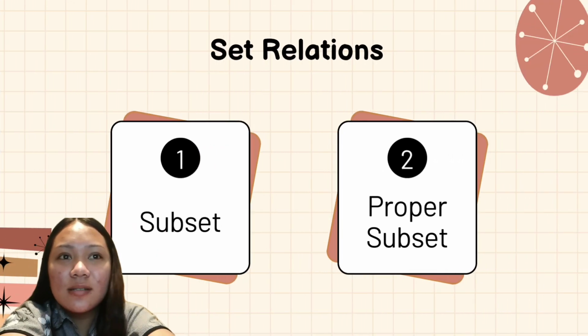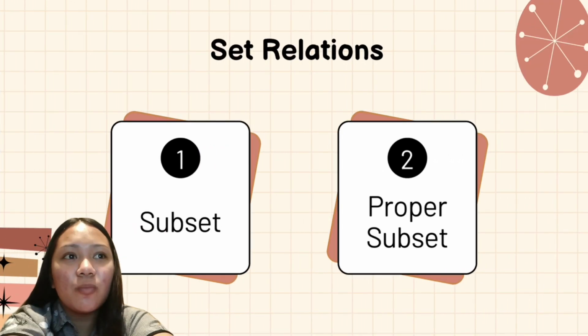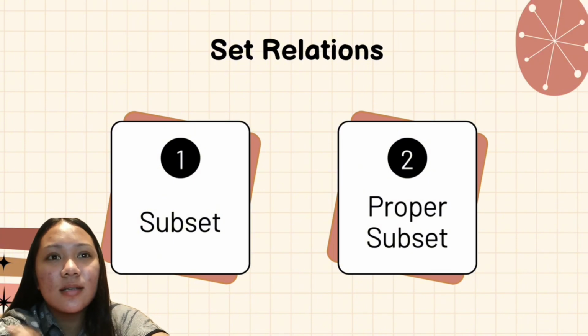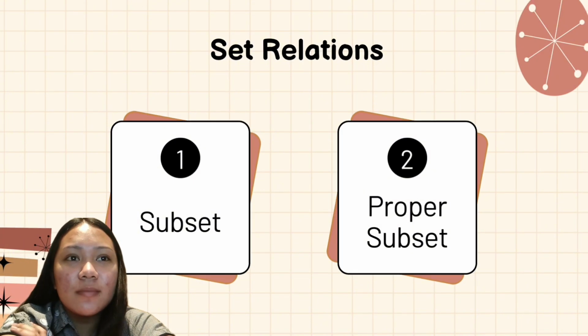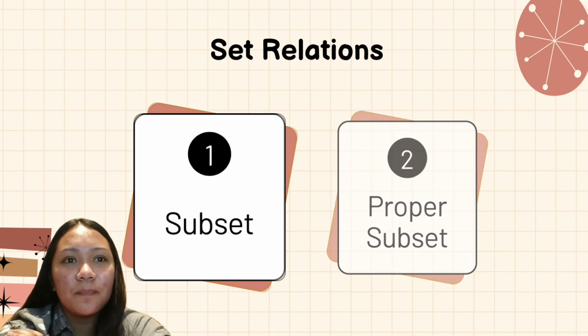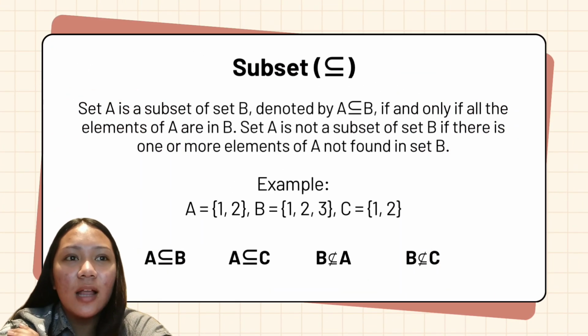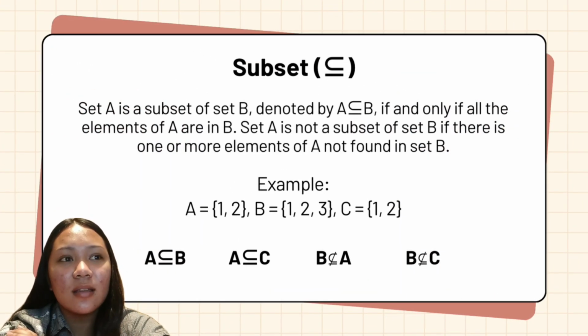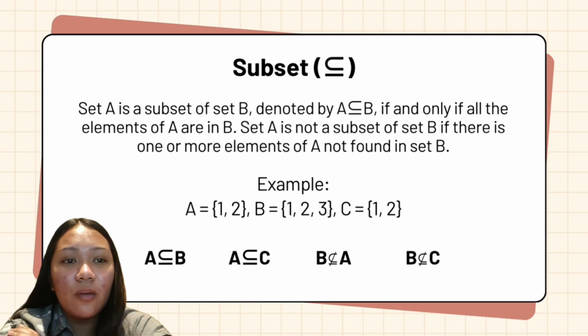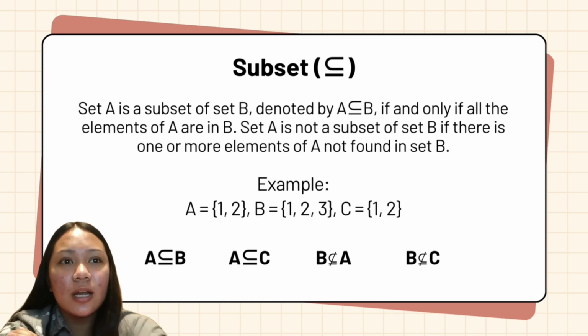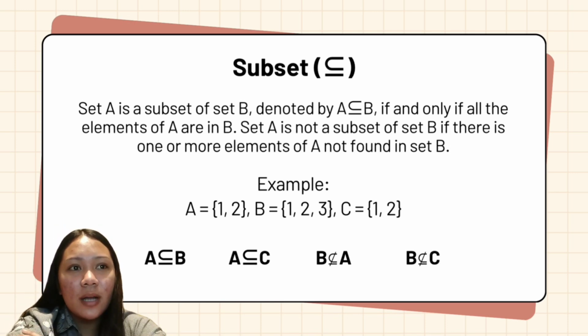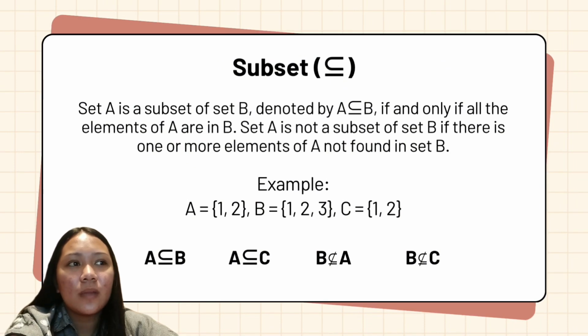Set relations describe a connection or relationship between elements of one or more sets. Under set relations, we have subsets and proper subsets. A subset is a set whose elements are all also in the other set. For instance, let set A = {1, 2}, set B = {1, 2, 3}, and set C = {1, 2}, where A is a subset of B and A is also a subset of C.